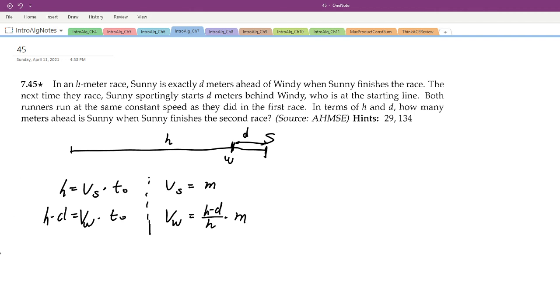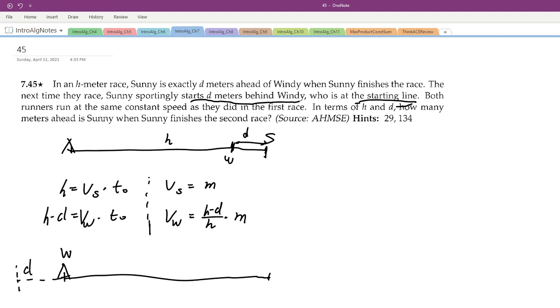Now the next one. The next time they race, Sunny starts d meters behind Windy, who is at the starting line. This means here is the starting line. So Windy is here, and Sunny is d meters behind the starting line, right? It asks how many meters ahead is Sunny when Sunny finishes the second race?